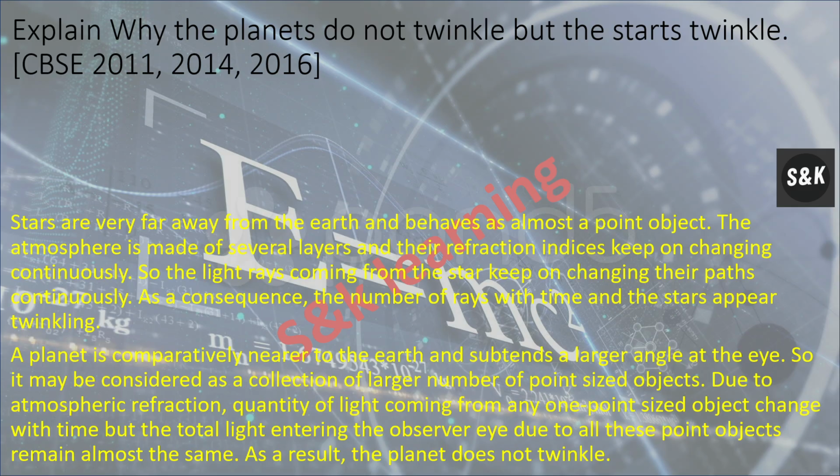Explain why the planets do not twinkle but the stars twinkle. Stars are very far away from the earth and behave as almost a point object. The atmosphere is made of several layers and their refractive indices keep on changing continuously. So the light rays coming from the star keep on changing their path continuously. As a consequence, the number of rays varies with time and the star appears twinkling.